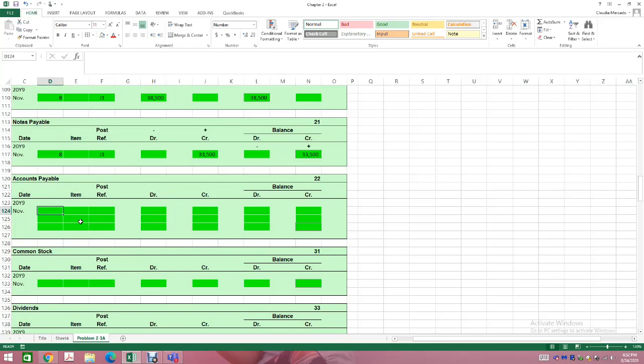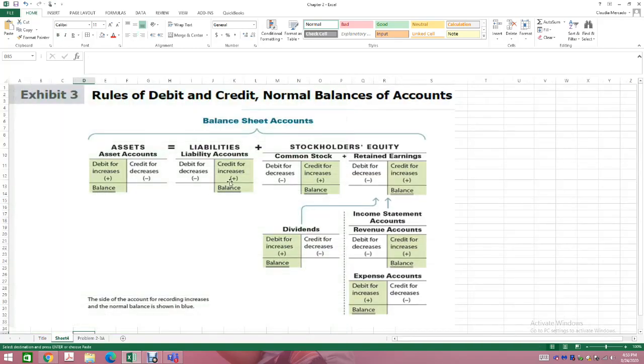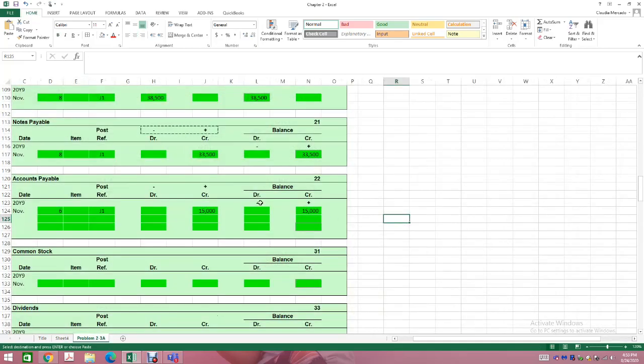So it's November the 6th and we had journal 1 and a credit of 15,000. So my balance is a credit of 15,000. Now accounts payable is also a liability, so this is going to apply to a liability. So a debit decreases, a credit increases, which is what I have here.